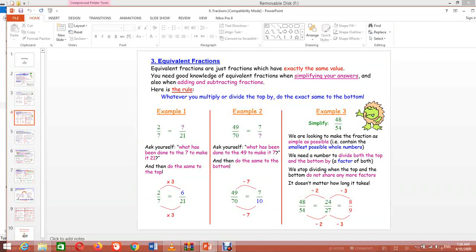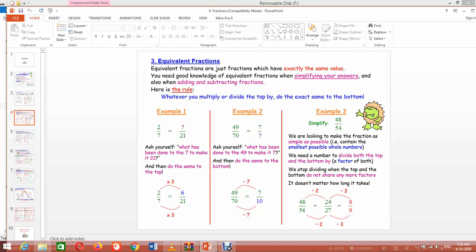2 will go into 5 how many times? 2 times, that gives us 4. By using long division, we write the 4 below the 5. We subtract: 5 minus 4 will give us 1. Then we bring the 4 down to join the 1, giving us 14. And 2 will go into 14 seven times. So 54 has been reduced to 27. So 48 over 54 has been reduced to 24 over 27.